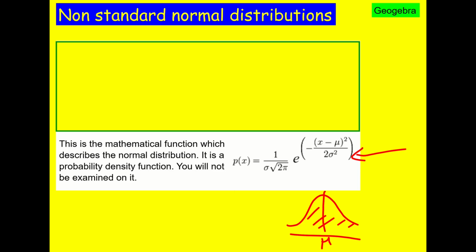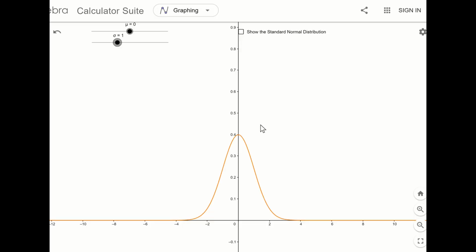Before I say any more, I think I'm going to show you one. So actually I did say we're not going to look at the standard one, but this is our starting point. Here's the standard normal distribution. It doesn't actually touch the x-axis, it's just that it becomes so small that it looks like it does.